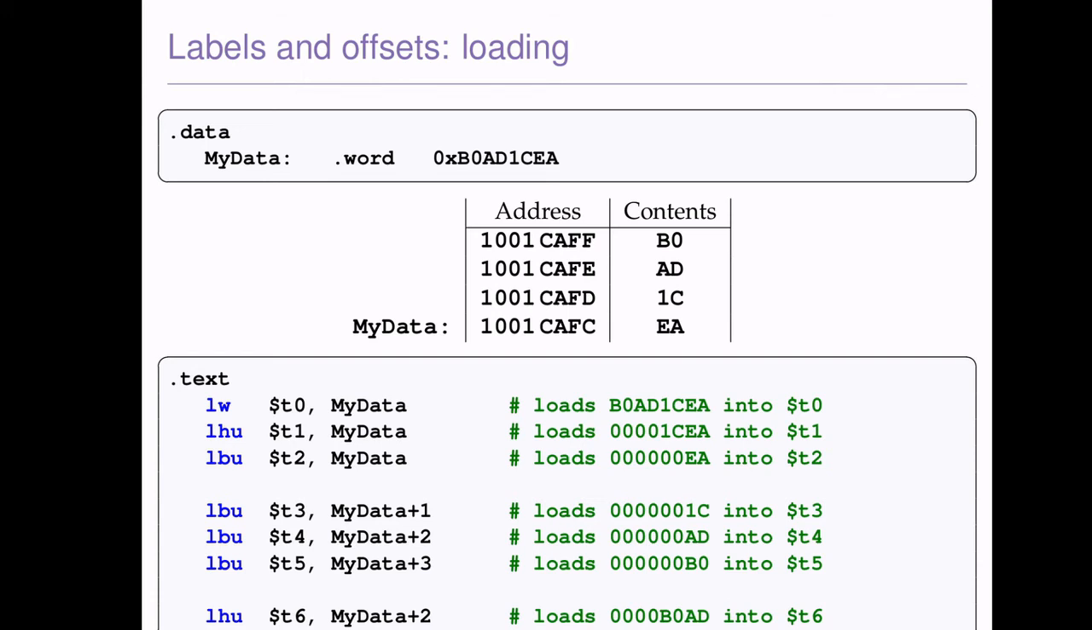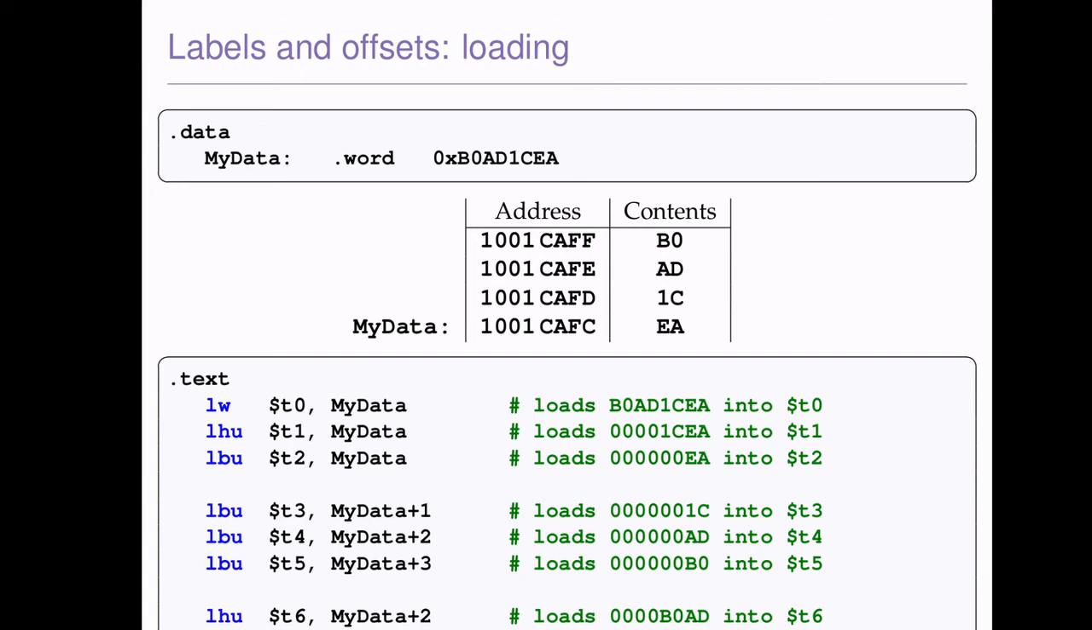If we were to load the byte unsigned into T3 from my data plus 1, that would look at the address above 101cafC, and that would be 101cafD, and it would load 1C into T3. Similarly with load byte unsigned into T4 from my data plus 2, goes 2 addresses above, which is 101cafA, and that stores AD, and so it would store AD at T4. And finally with 3, we'd go all the way up to 101cafB, and we would store B0 in T5. Again, all of these extend by 0.